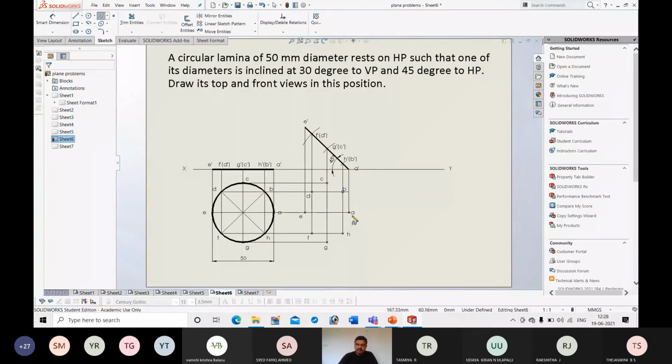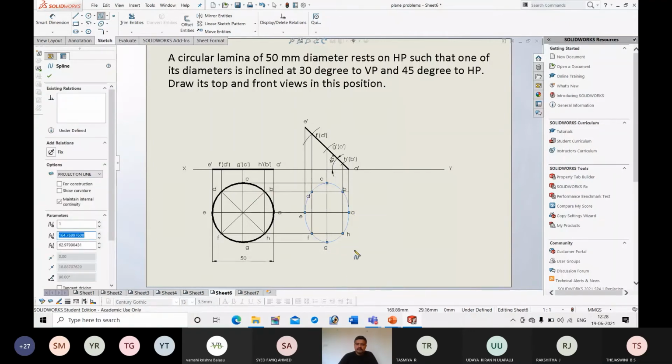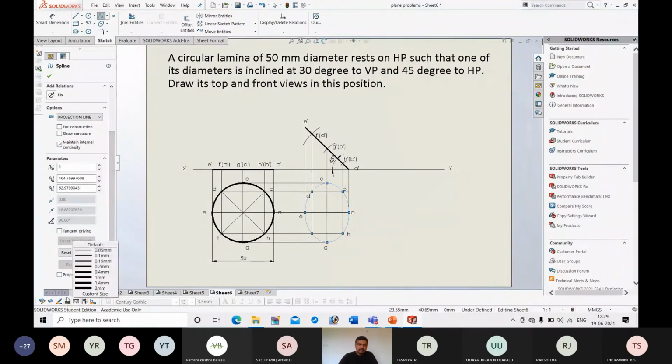Okay, I will connect from A to B, then B to C, C to D, D to E to F, F to G, G to H, and H to A. Like this, you should start from A, go on connecting all the points with a curve and complete it. Okay, you should get an ellipse like this.